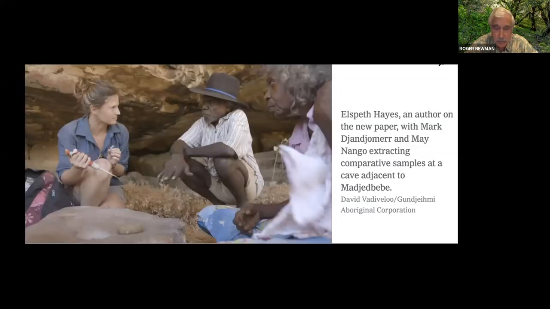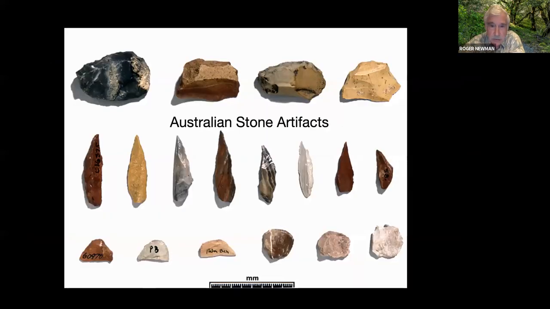And here's Elspeth Hayes, an anthropologist, working on material in a rock shelter with the local Australian people. And I have to say, give the Australians credit nowadays, they're very concerned about cultural remains and want to bring in the local tribes, and don't want to step on any toes. So it's very sensitive, and the same is true here with the Native American material.